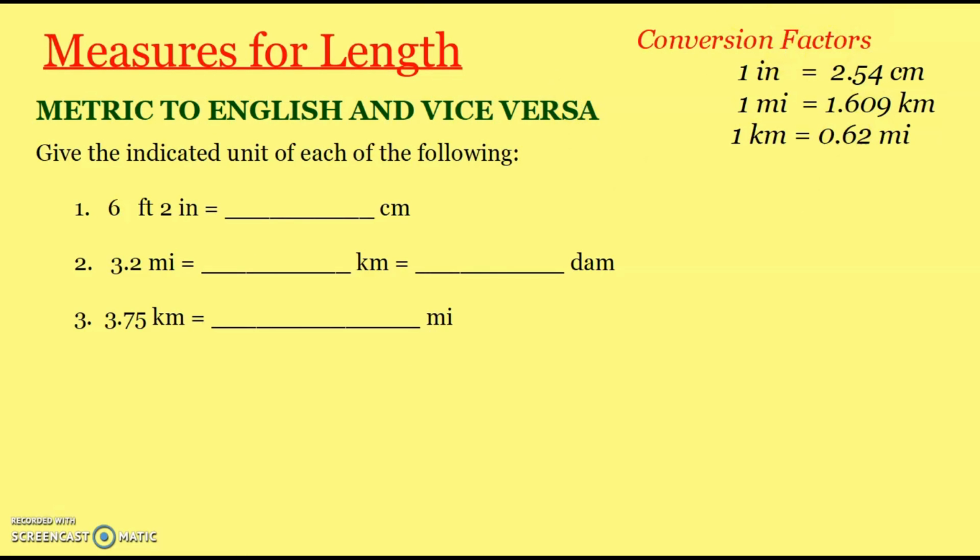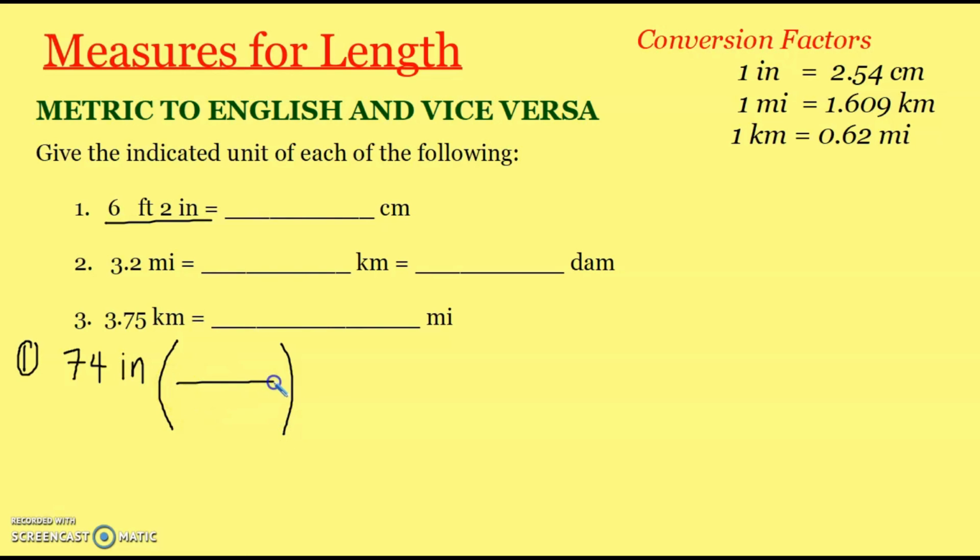So nandiyan ulit sa upper right, yung conversion factors natin that will serve as our guide. And then here's the given. So let's start from the first one. 6 feet 2 inches. Isn't it that this was given already before in the English to English conversion? And if your memory serves you right, the 6 feet 2 inches is equivalent to 74 inches. So, okay na, dyan na tayo mag-start kay 74 inches kasi fresh pa naman.